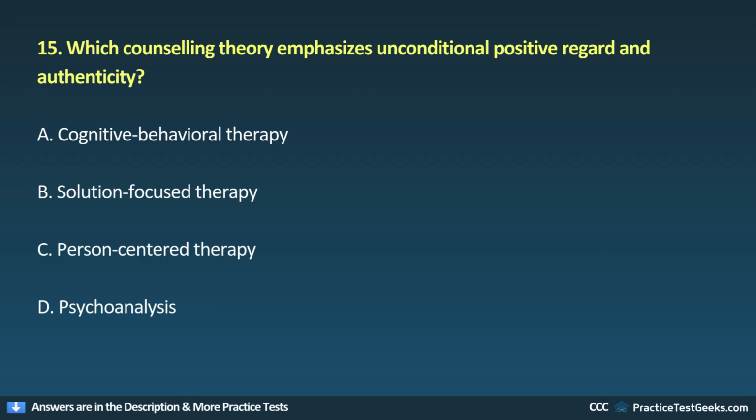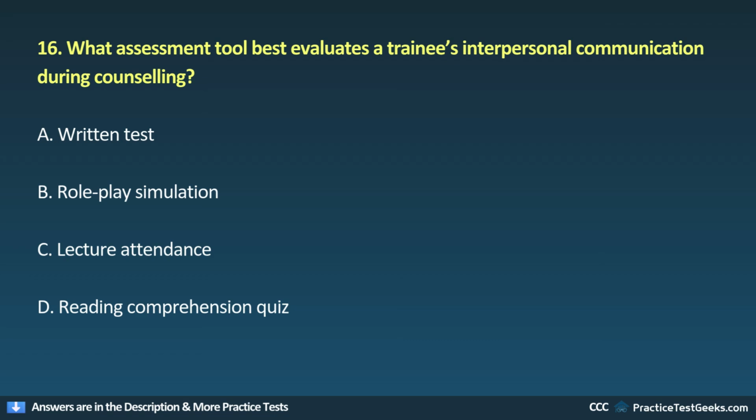15. Which counseling theory emphasizes unconditional positive regard and authenticity? A. Cognitive behavioral therapy. B. Solution-focused therapy. C. Person-centered therapy. D. Analysis.